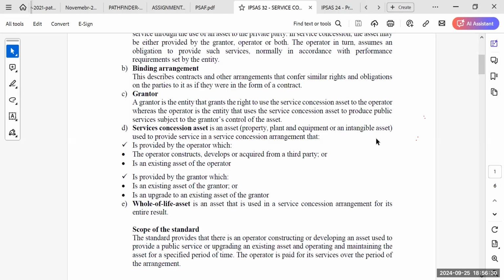Most of the service concessions, what happens is that after the concession period, the asset will now be transferred to the government to do whatever the government will be doing with it. So the service concession asset will now be transferred to the government.